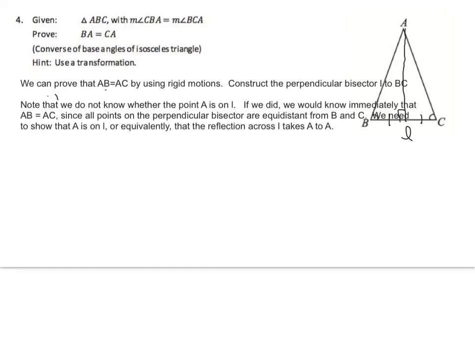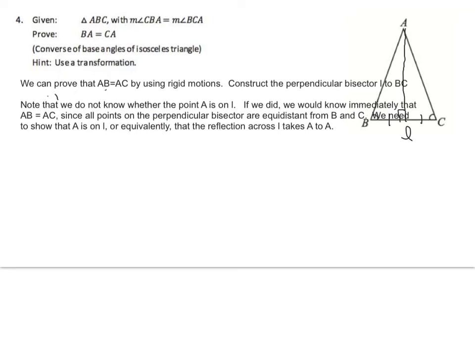All right, note that we do not know whether the point A is on L. If we did, we would know immediately that AB is equal to AC, since all points on the perpendicular bisector are equidistant from B and C. So everything on here is equidistant from B and C. We need to show that A is on line L, or equivalently, that the reflection across L takes A to A. That's what we're working on.